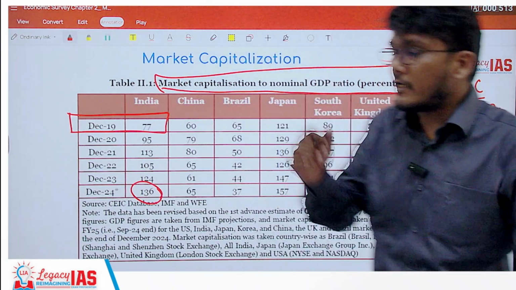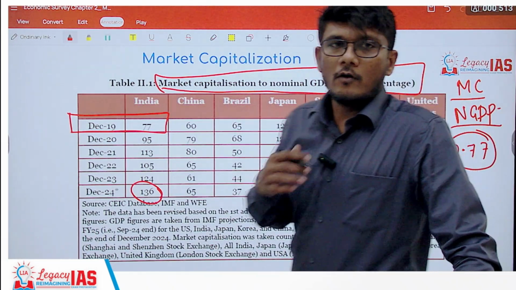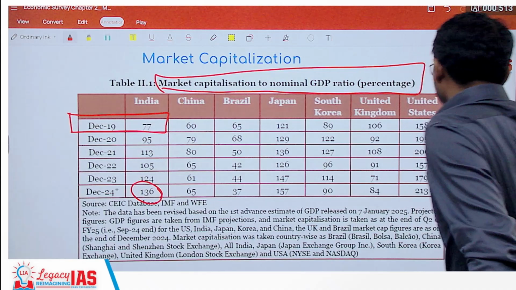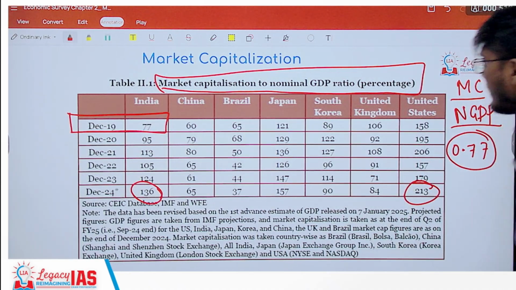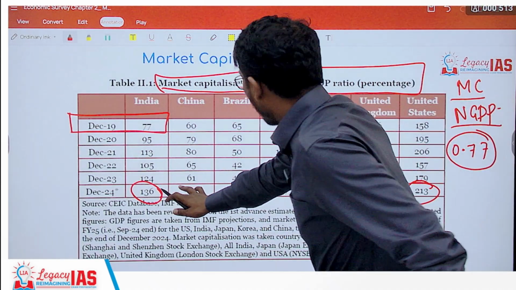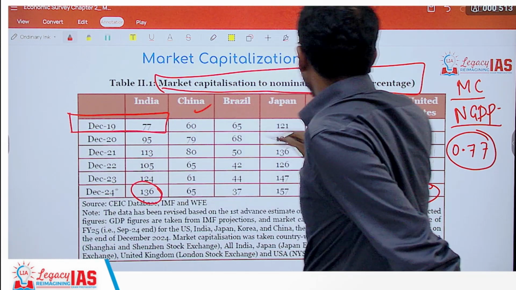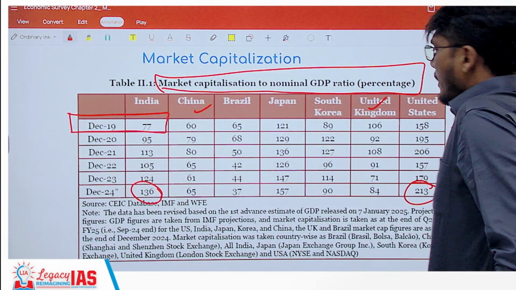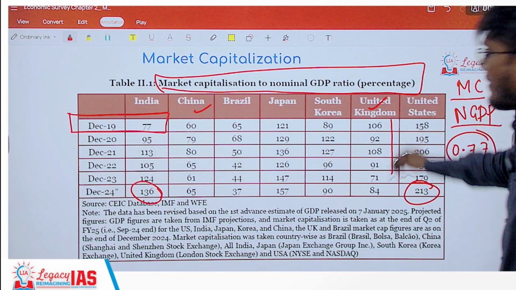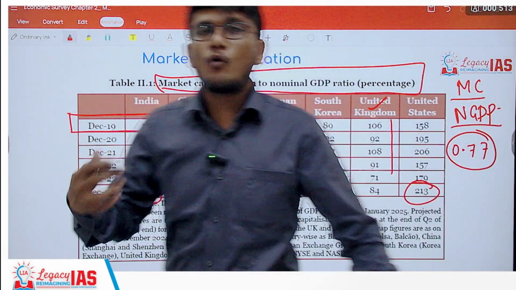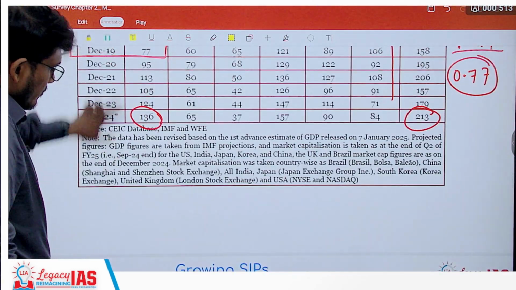Now it is a good number. The country that of course is ahead of India is the United States at 213, but India has done quite well if you compare it with China, and with the United Kingdom also. In fact, the United Kingdom has gone down from 106, but India is improving on this front.